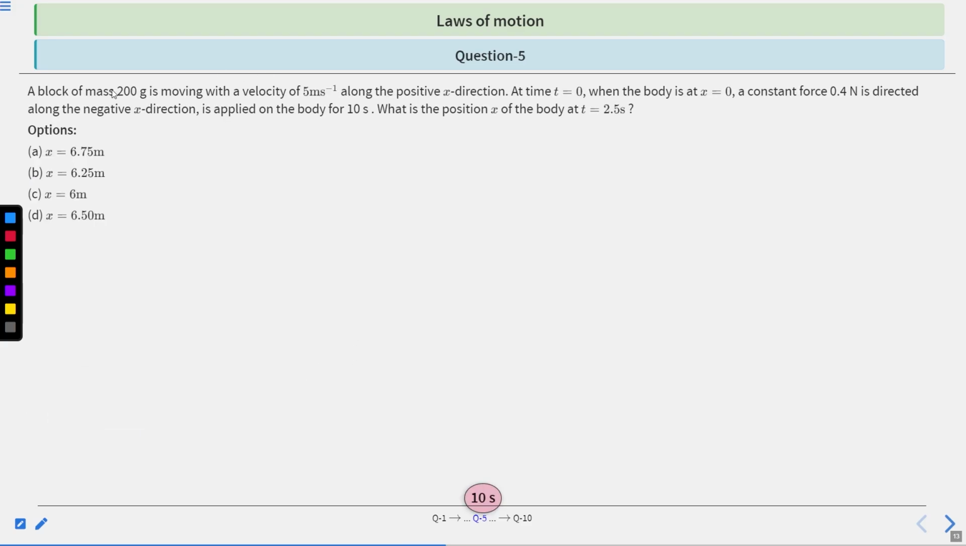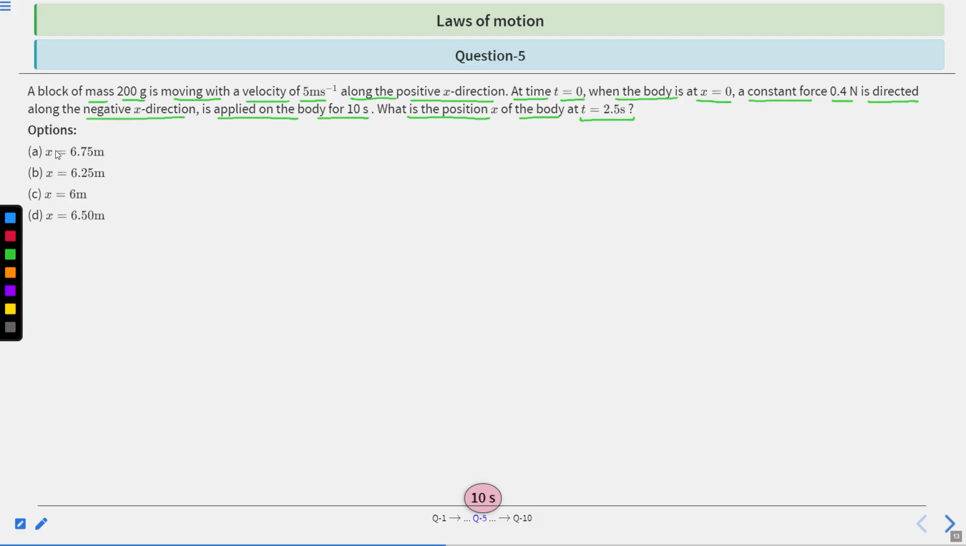Fifth question. A block of mass 200 gram is moving with a velocity of 5 meter per second along the positive x direction. At time t equal to 0, when the body is at x equal to 0, a constant force of 0.4 Newton directed along the negative x direction is applied on the body for 10 seconds. What is the position x of the body at t equal to 2.5 seconds?